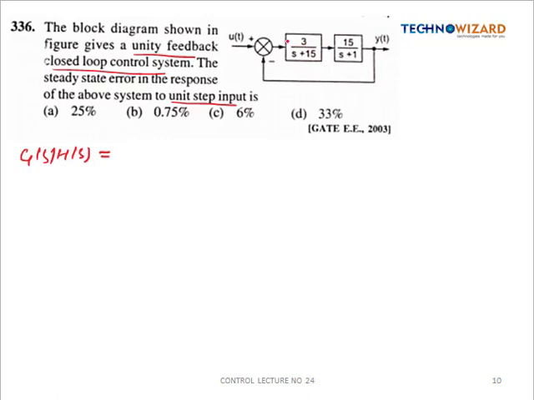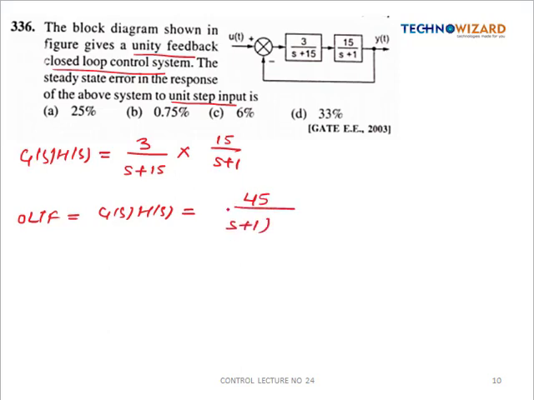Now here both the blocks are connected in series, so when two blocks are connected in series, the overall gain will be the product of individual gains. So it will be equal to 3/(s+15) times 15/(s+1). So the open loop transfer function, G(s) H(s), will be equal to 45/((s+1)(s+15)). Okay, so now the type of this system will be type 0.